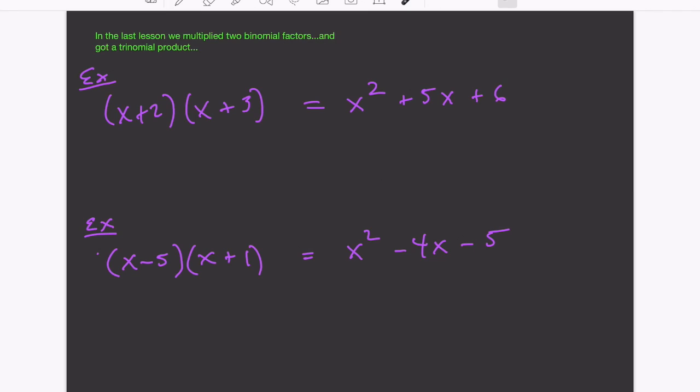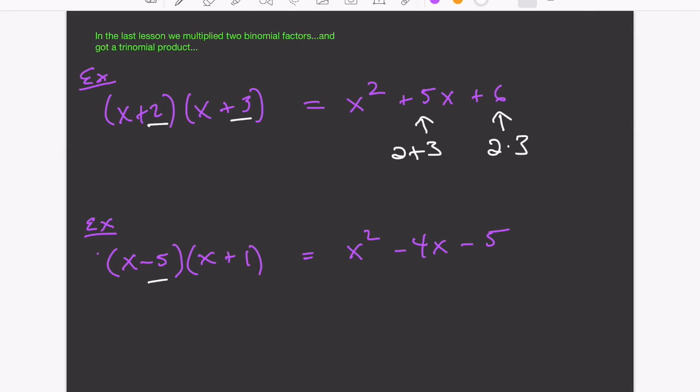And we noticed a couple patterns when we did this. If we added the constants from the binomials, so for instance, 2 plus 3, right? If I did 2 plus 3, that gave me the coefficient for my middle term, the 5. And if we multiply them, 2 times 3, that gave me the constant for my trinomial. That gave me the 6.